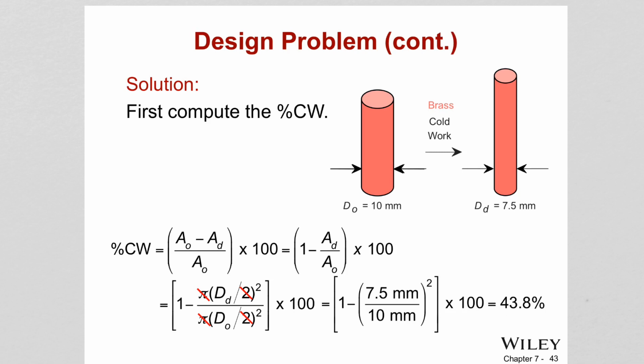So we have a material that has a diameter of 10 millimeter. After drawing, it will decrease to 7.5 millimeter, and this should give you the percentage of cold work. We calculate the percentage of cold work from the change in the area of the cross section, which is circular. We did it, and it is 43.8.